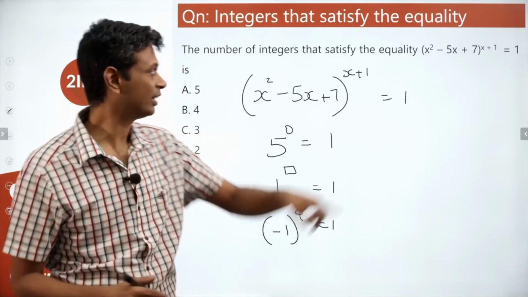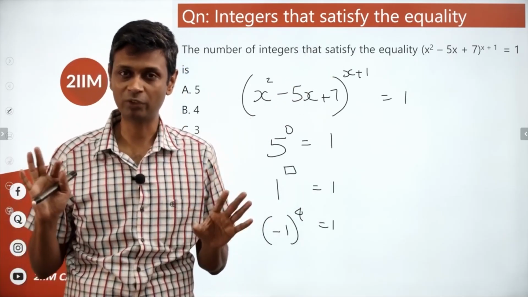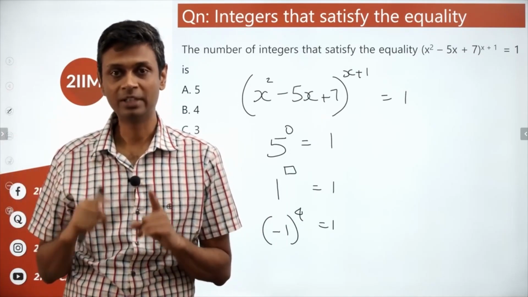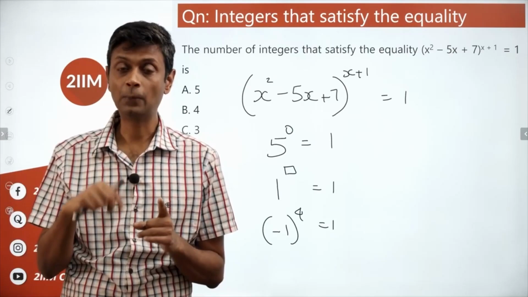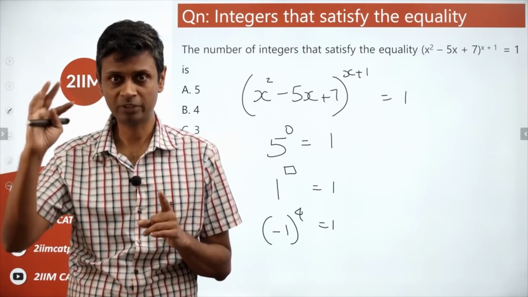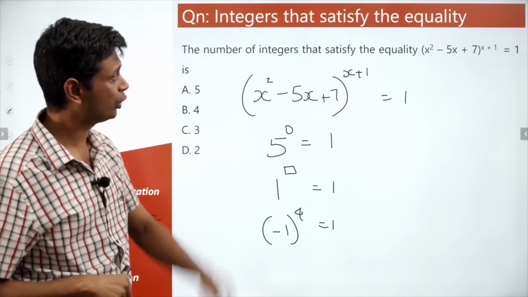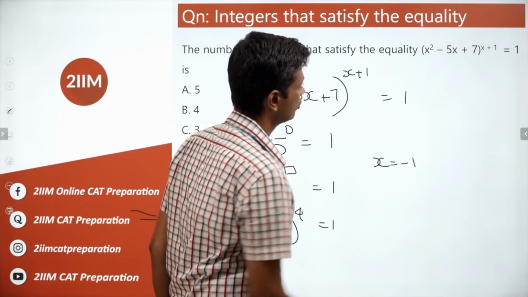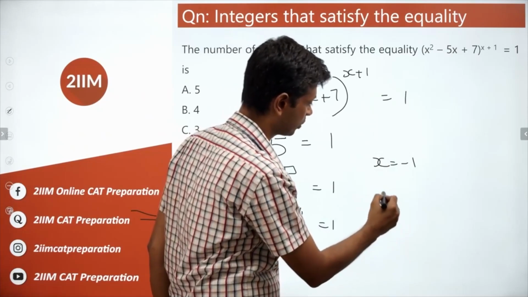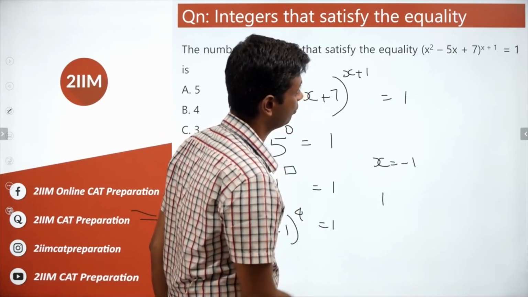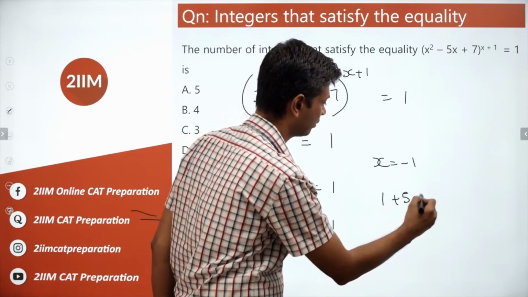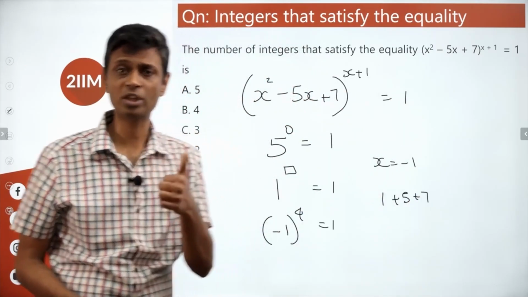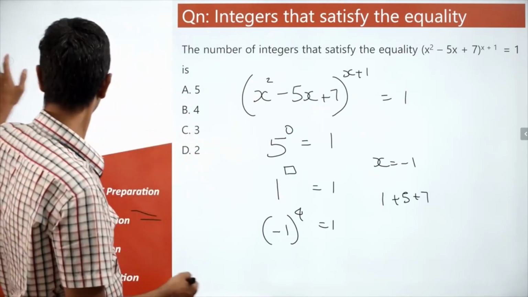One, we've got to say the power goes to 0 and then simplify and see if it works. Then say the expression is plus 1, worry about the power. Then the expression is minus 1, worry about the power being an even number. And let's do all three. First of all, power going to 0, so x is minus 1. That is a possibility. We substitute minus 1 here. Minus 1 whole square is 1, minus 5 times minus 1 is plus 5, plus 7, whole power 0. That will work. So x equal to minus 1 is one obvious possibility. We have it in the bag.